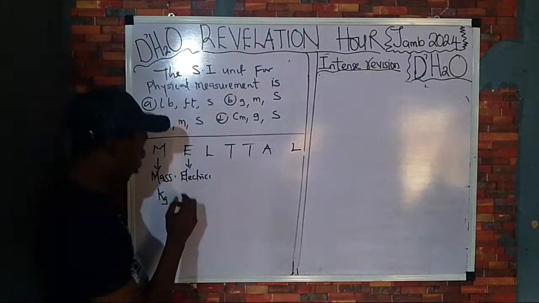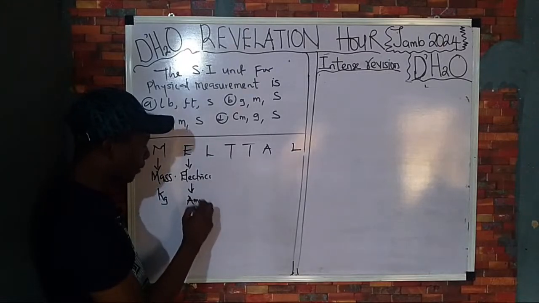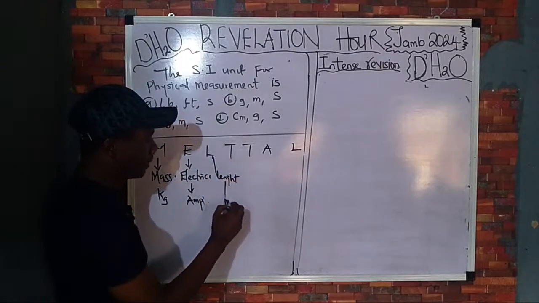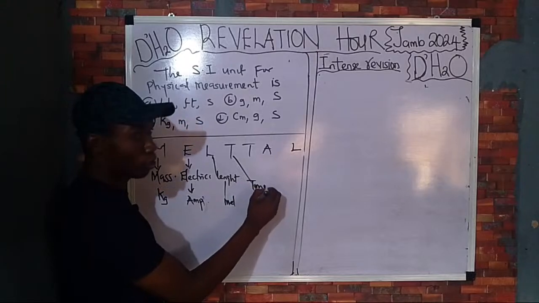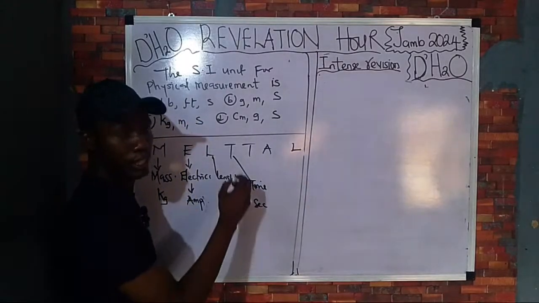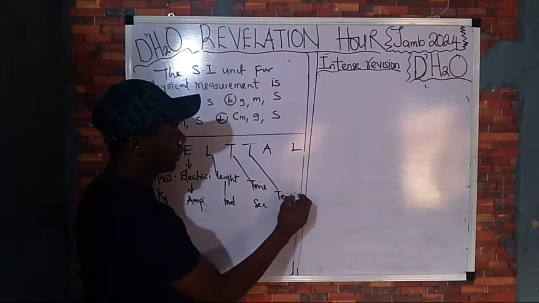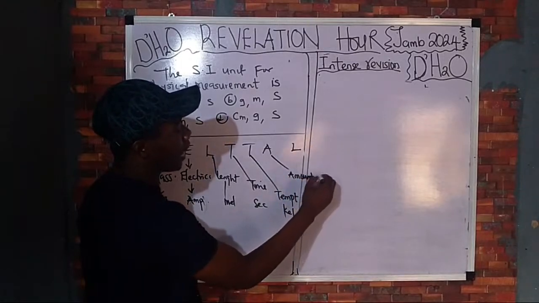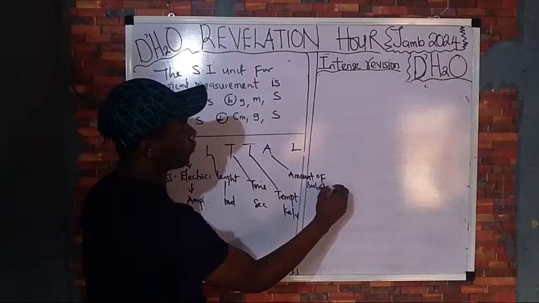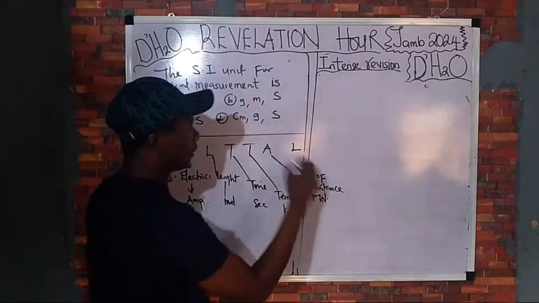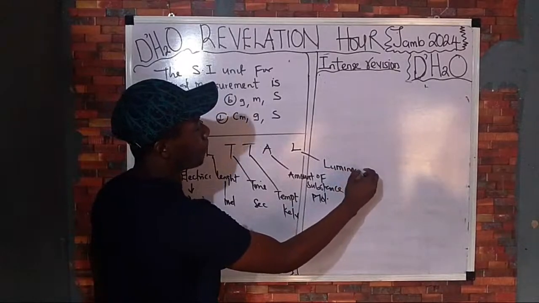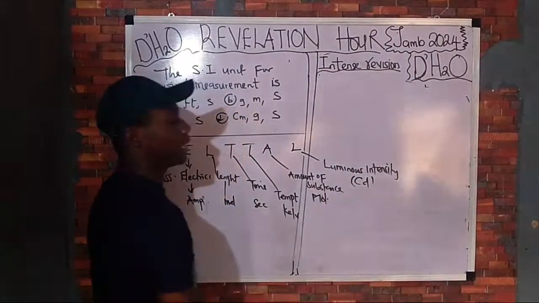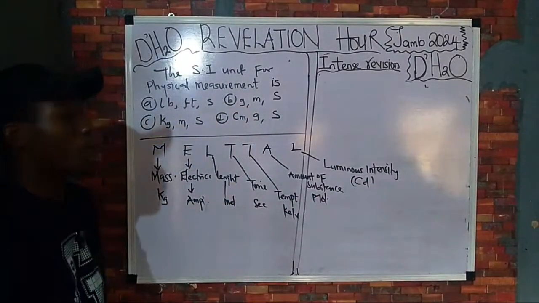Now, if you have electric current, the unit is ampere. This is the SI unit, ampere. This is your length, and the unit of length is of substance. Amount of substance. Don't forget the unit is what? Mole. Then this is your luminous intensity. Your luminous intensity is measured in candela. So these are your 7 fundamental quantities, class.